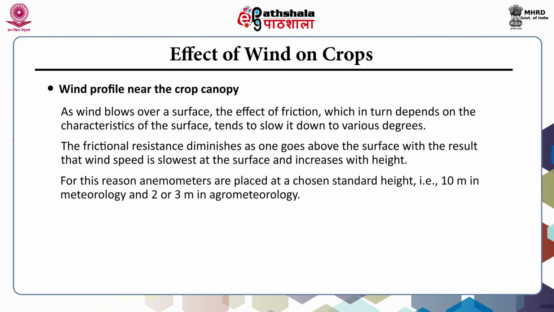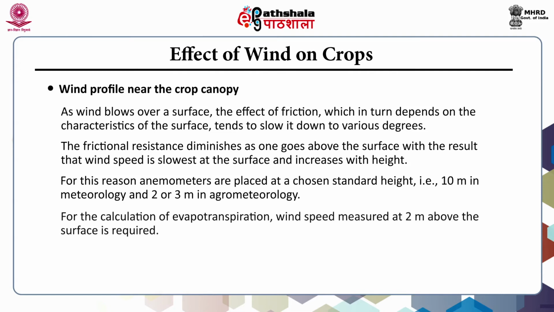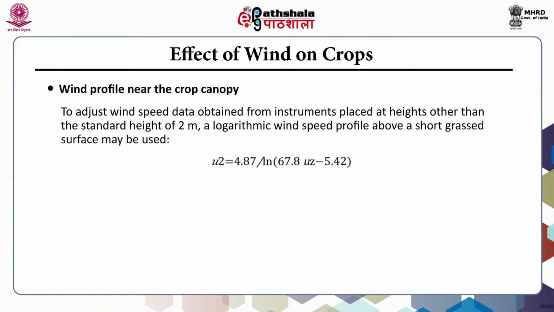For this reason, anemometers are placed at a chosen standard height, that is 10 meter in meteorology and 2 or 3 meter in agrometeorology. For the calculation of evapotranspiration, wind speed measured at 2 meter above the surface is required. To adjust the wind speed data obtained from the instruments placed at heights other than the standard height of 2 meter, a logarithmic wind speed profile above a short grass surface may be used.